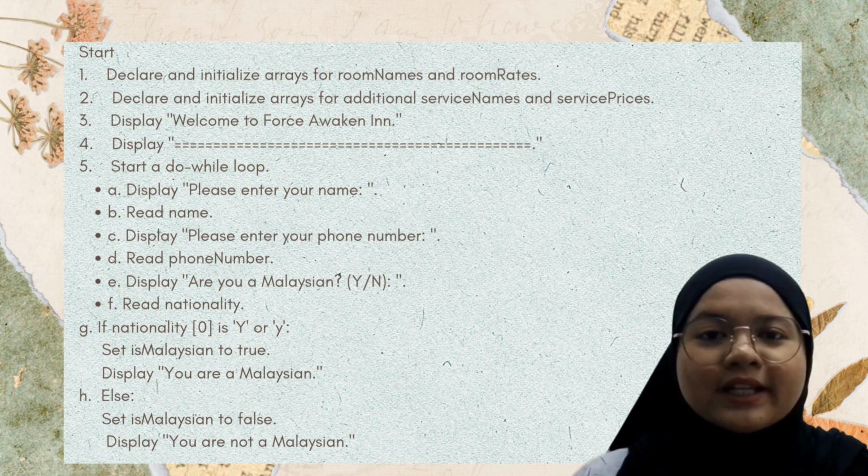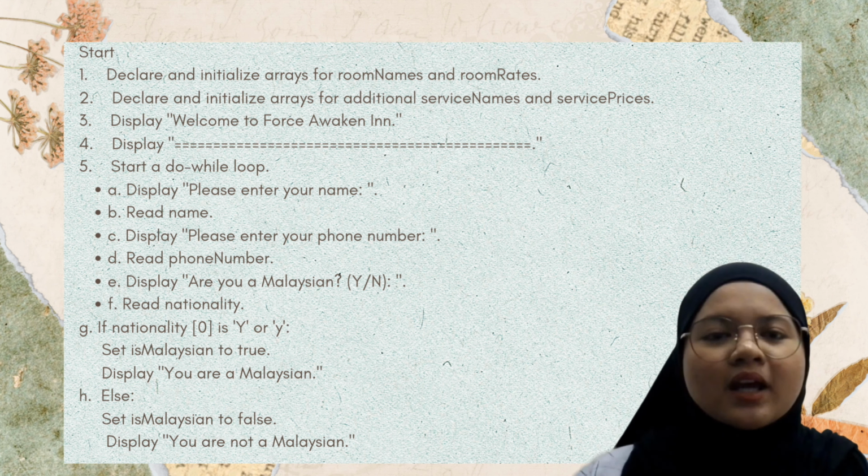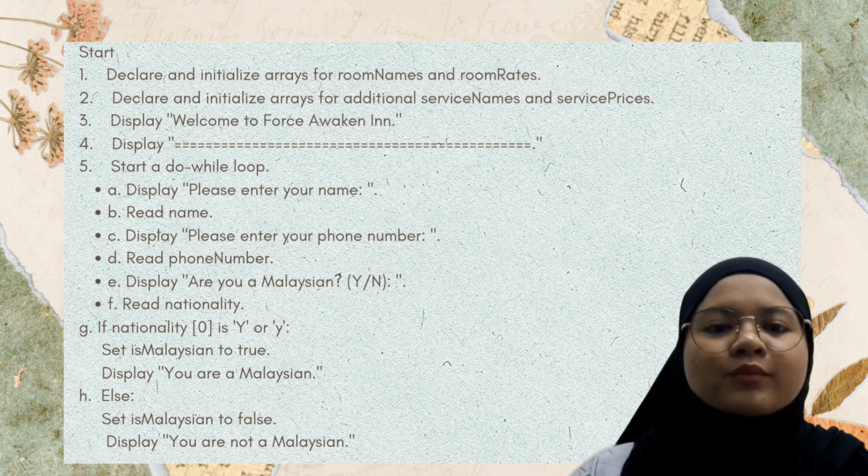Next, I will explain about the pseudocode for the main function. The pseudocode represents a simple hotel management system for First Awakened Inn. It starts by declaring and initializing arrays for room names, room rates, additional service names, and service prices. Then, it welcomes the user to the inn and enters a do-while loop to process multiple customers. Inside the loop, it asks for the customer's name, phone number, and nationality, Malaysian or not. Depending on the nationality, it sets a boolean variable isMalaysian to true or false.